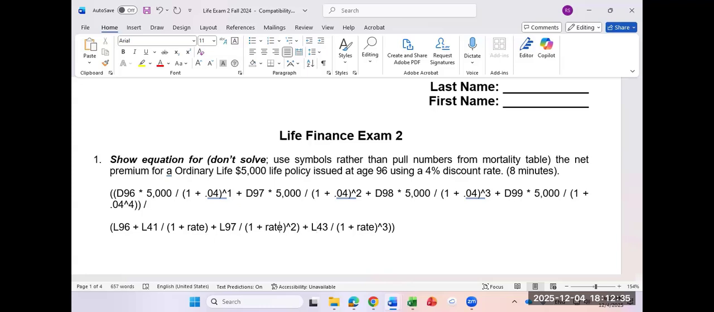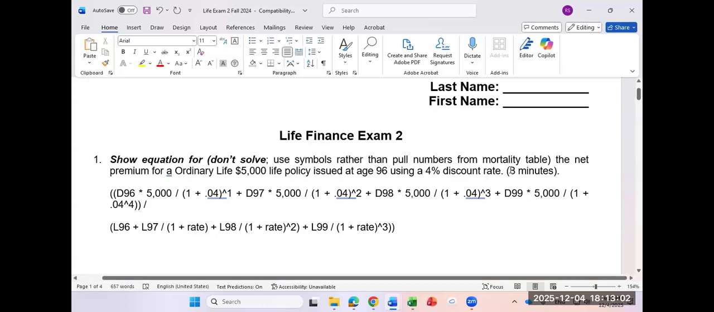I messed up somewhere. 97 here. A good way to think about this is an ordinary life policy issued at age 96 is like a 4-year level term policy issued at 96. It's the same thing. So the formulas are exactly the same. There's no reason not to give full credit on those two formulas because they really are pretty strong. Most students do get them without any trouble.